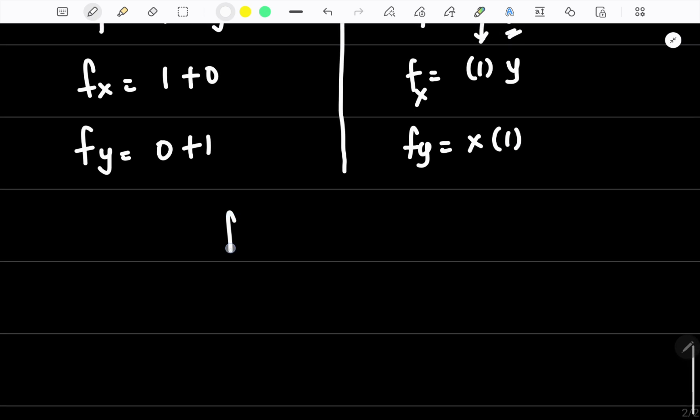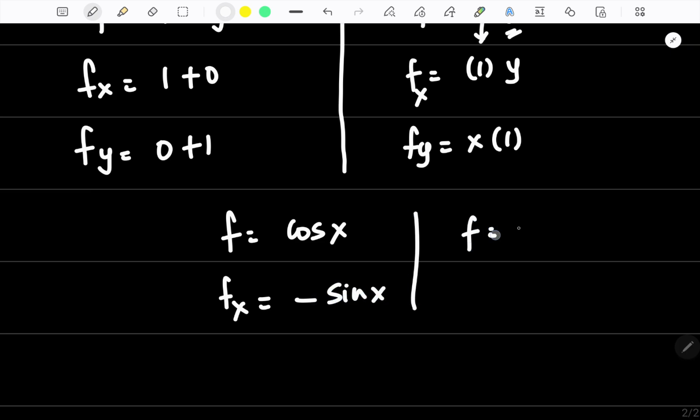Suppose I have a function cosine x, and I want to find fx. What is the derivative of cosine x? Negative sine x. Suppose you have f is equal to cosine x and you want to differentiate with respect to y. Cosine x is a constant, so do not touch it. Keep in mind, it is a constant. So the derivative is 0. This is the idea. Clear everybody? Because there is no y here.